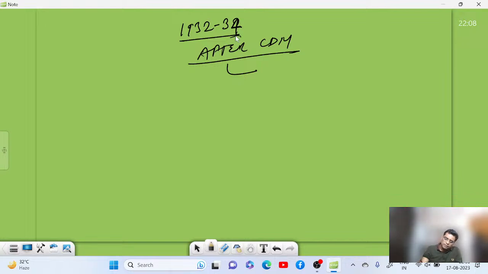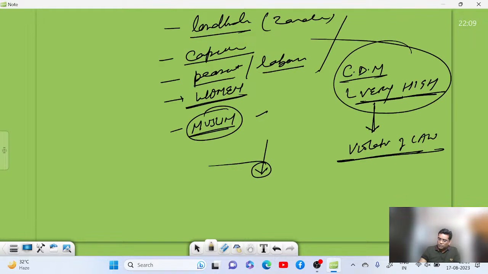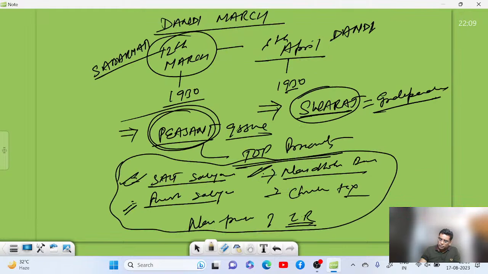So after the civil disobedience movement, in 1933 Gandhi came out of jail after the Poona Pact, and then he suspended the civil disobedience movement. And in 1934, after the massive earthquake in Bihar, he ended the civil disobedience movement. So all these descriptions should be there in this particular question.